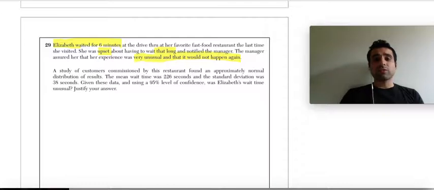A study of customers commissioned by this restaurant found an approximately normal distribution of results. The mean wait time was 226 seconds, and the standard deviation was 38 seconds. Given these data and using a 95% level of confidence, was her wait time unusual? Justify your answer. So the part which we're trying to answer, I'll just put it in blue. So was her wait time unusual? And then justify your answer.